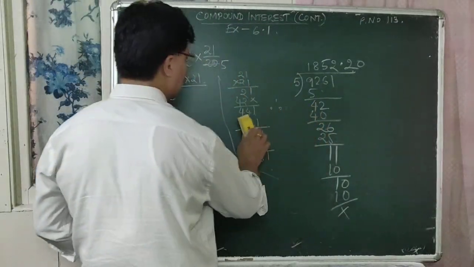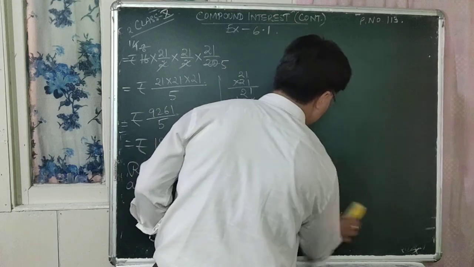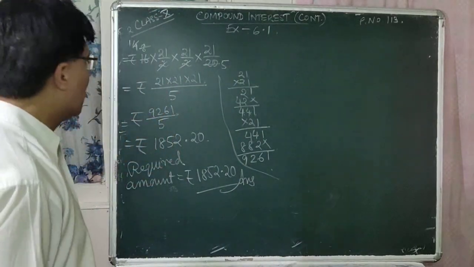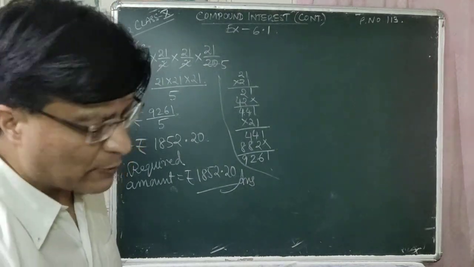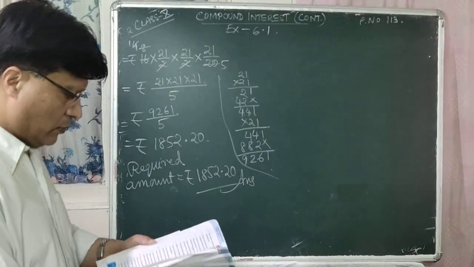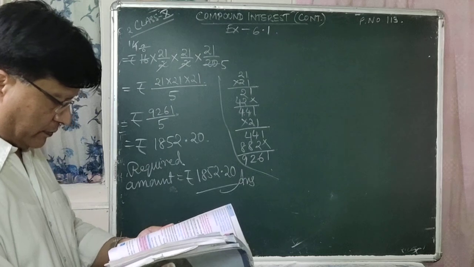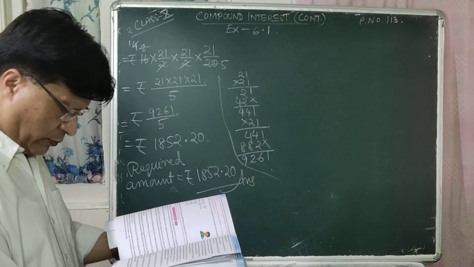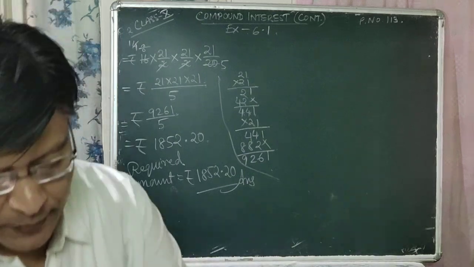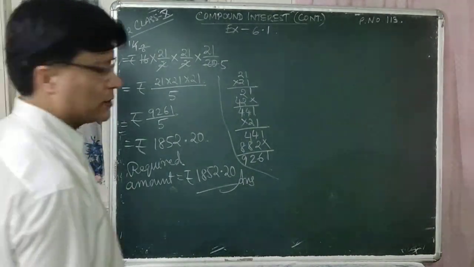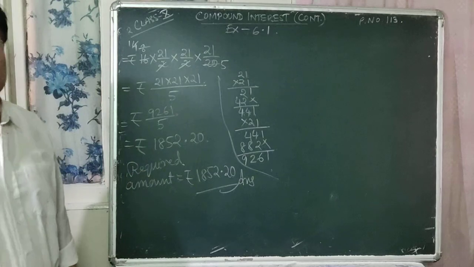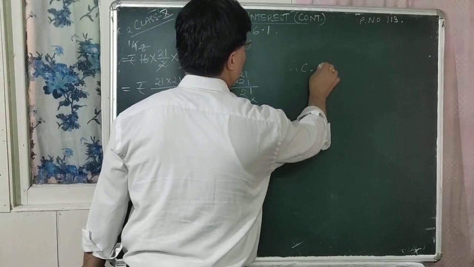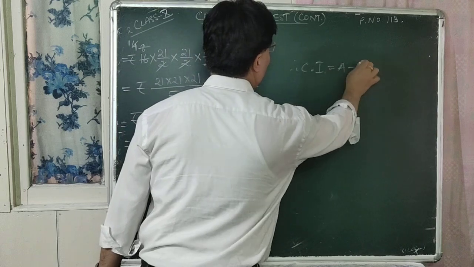So let us calculate the compound interest now. So what was the principal in this case? The principal was 1600. So how can you calculate the compound interest? You know how to calculate it. Compound interest is equal to amount minus principal, right? So therefore CI is equal to A minus P.